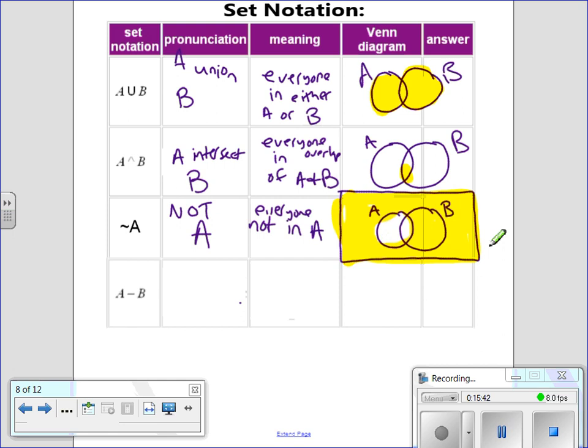And then the last one. We would say A minus B. So it's everybody that lives in A minus the people that live in B. Everyone in A except those in B. Everybody who lives in A except the ones who live in B.